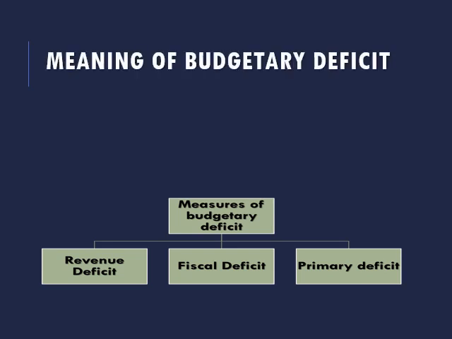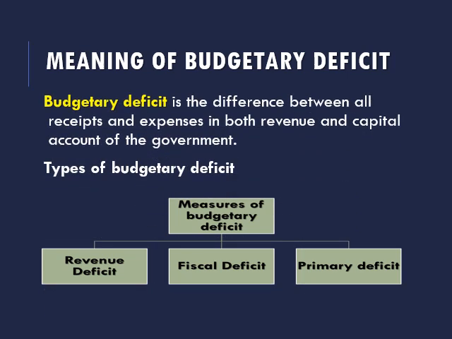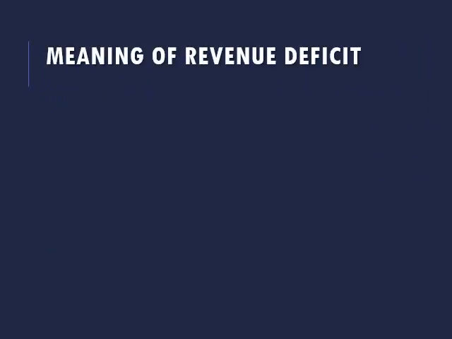Now, the last topic of this chapter, it's budgetary deficit. Budgetary deficit is divided into three categories: revenue deficit, fiscal deficit, and primary deficit. Budgetary deficit is the difference between all receipts and expenses in both revenue and capital. This budgetary deficit is divided into three categories: revenue, fiscal, and primary. So let's talk about them one by one. Revenue deficit.